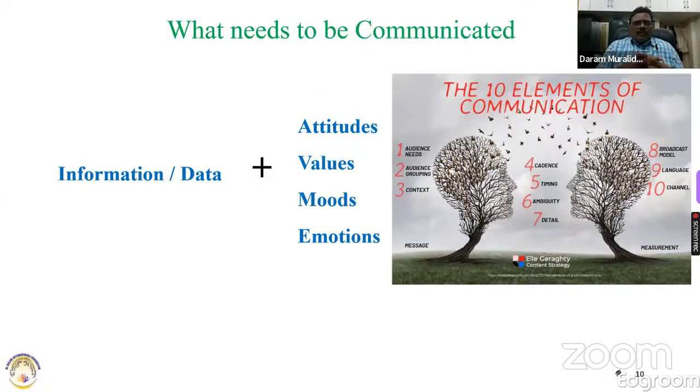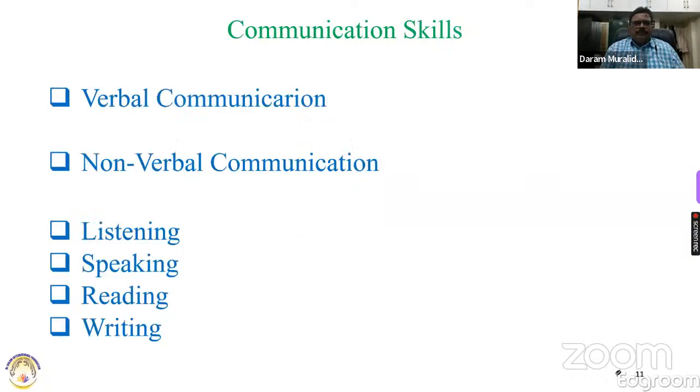So what needs to be communicated? Information or data, plus attitudes, values, moods, emotions. These are all the data of communication that you are sending. All moods, expressions, values, everything, you are putting and sharing with the other person. So this is the total bunch of information that is being communicated: information, data, plus attitude, values, moods, and emotion.